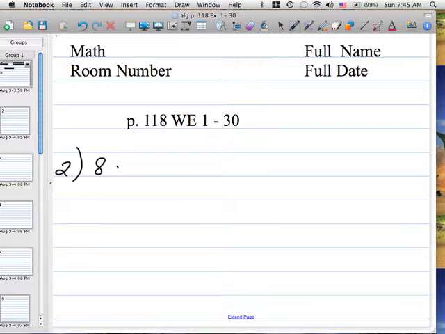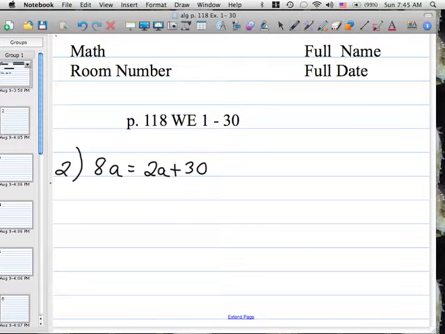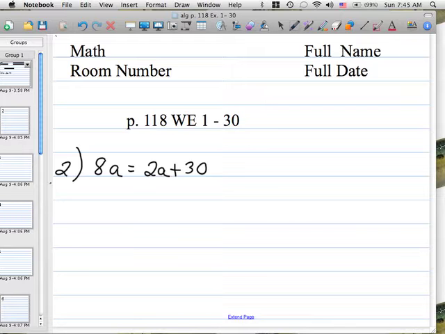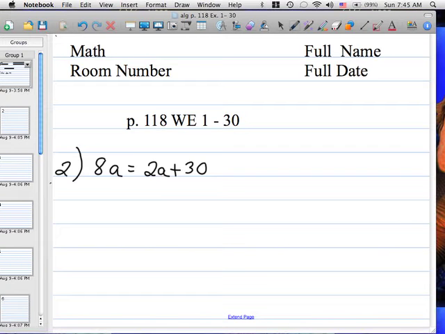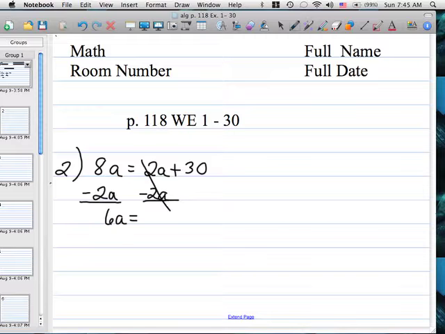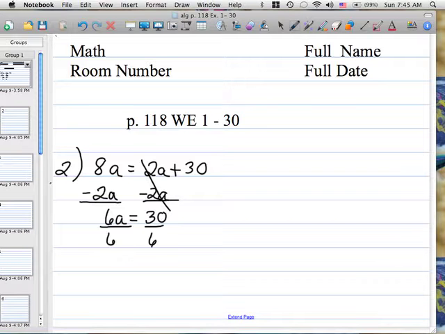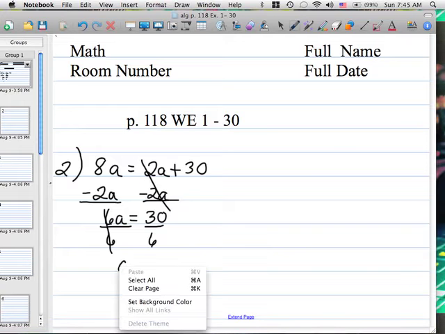Copy it down, 8a equals 2a plus 30, and the directions say solve each equation. If the equation is an identity or if it has no solution, write identity or no solution. I'm also going to put in the script R. Since 8a is by itself and nothing else is with it, I'm going to move the 2a. So subtract 2a from both sides. And we get 6a equals 30. Divide by 6, and we get a equals 5.